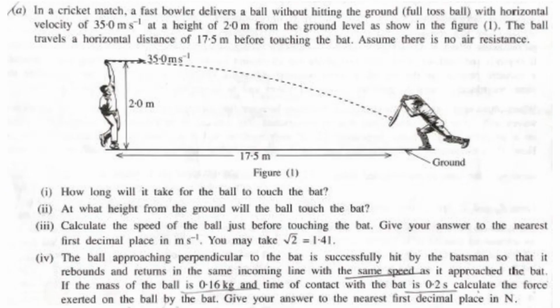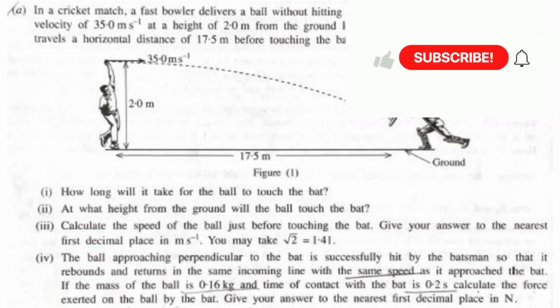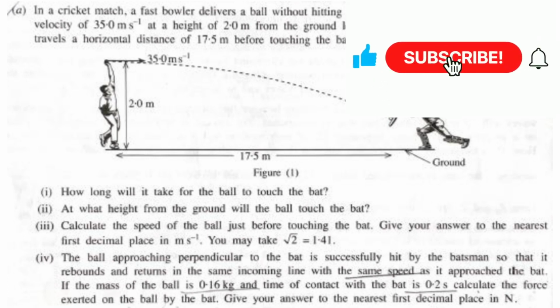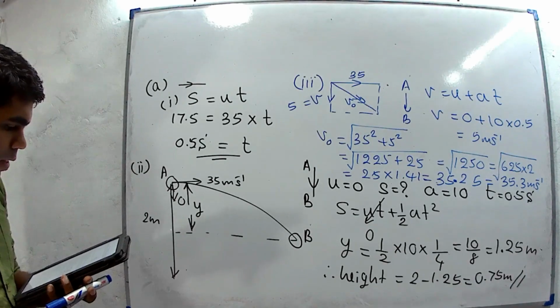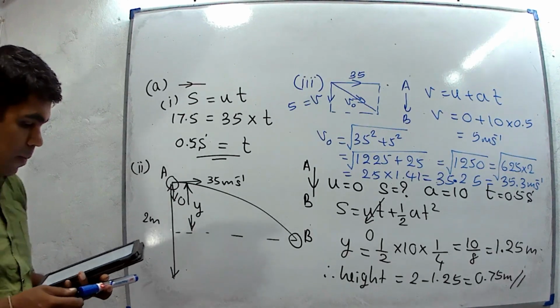Part 4. The ball approaching perpendicular to the bat is successfully hit by the batsman so that it rebounds and returns in the same incoming line with the same speed. As it approaches the bat, if the mass of the ball is 0.16 kilograms and the time of contact with the bat is 0.2 seconds, calculate the force exerted on the ball by the bat. Give your answer to the nearest first decimal place in Newton.